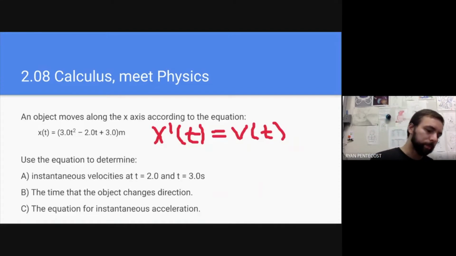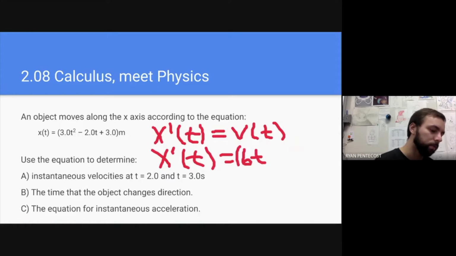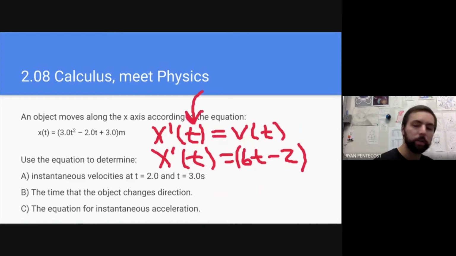Now, if we take the derivative of 3t squared minus 2t plus 3, we already did that, right? We just did it in chunks. So x prime of t, the derivative of 3t squared is 6t. The derivative of negative 2t is negative 2. The derivative of 3 is 0. So that would be 6t minus 2. But we're taking the derivative with respect to the variable, which is time.